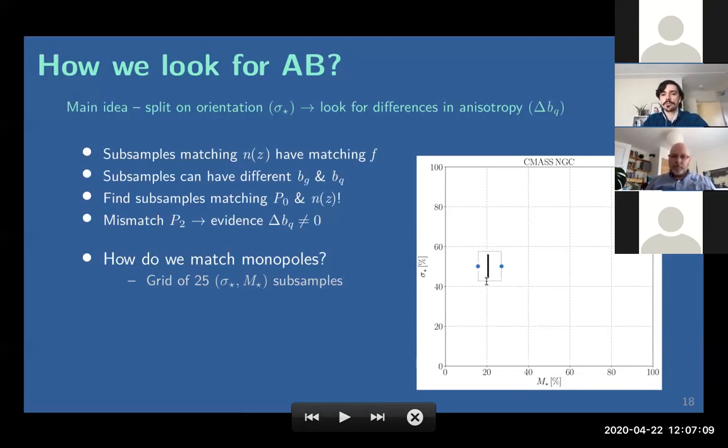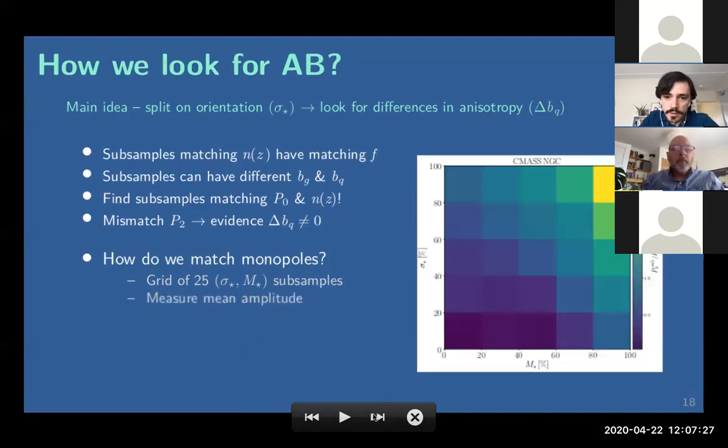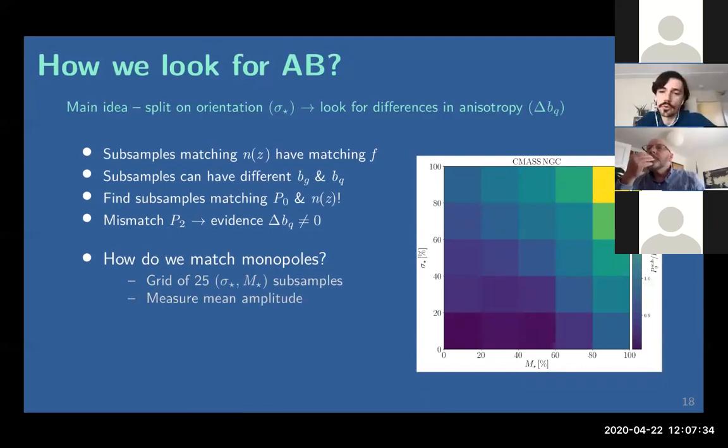So for each of these pixels, we compute the monopole and take the ratio with respect to the full sample. And what you get is this plot here that shows you the amplitude of the monopole when you make these little splits, and you can really see now the dependence of the monopole on these values of velocity dispersion and stellar mass.